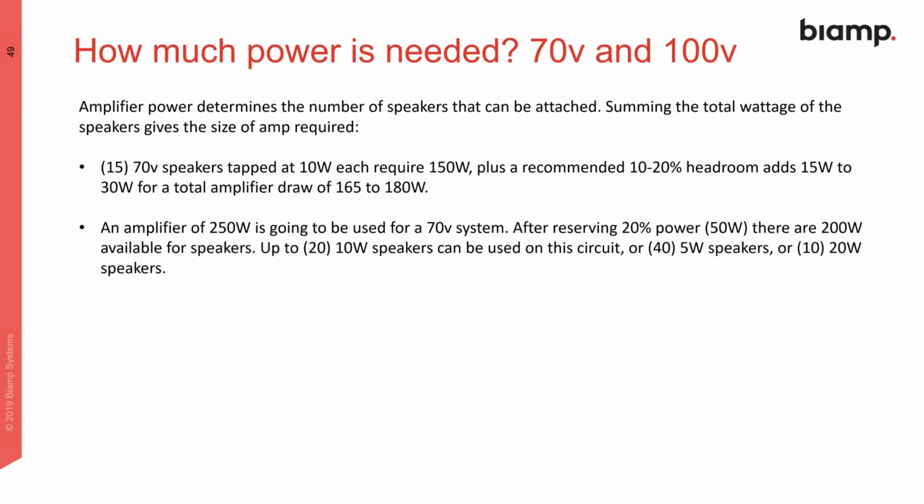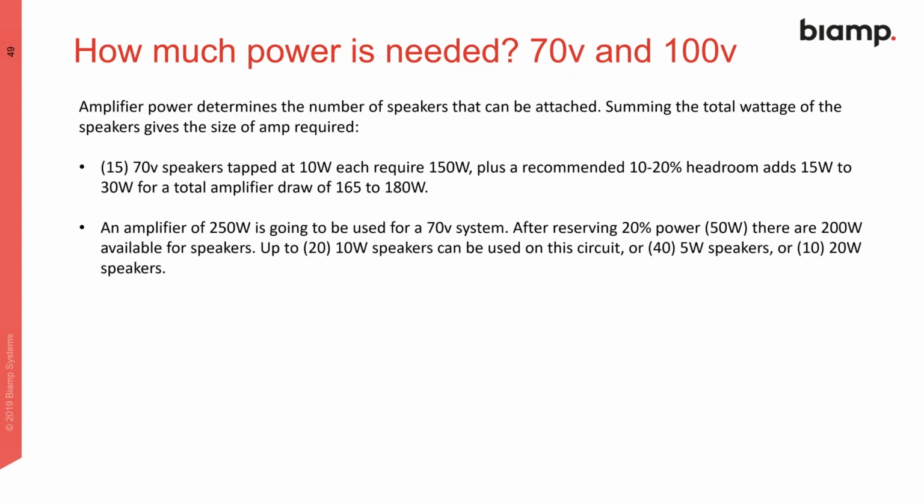So the amplifier power is going to determine the number of speakers that can be attached. You sum the total wattage of the speakers being driven. They don't have to match across all the speakers. I could do some at 20 watts and some at 10 watts, but the summation of all those, the 20 plus 20 plus 10 plus 10, needs to come to less than the total output power of the amplifier. So there are 2 ways of calculating it.